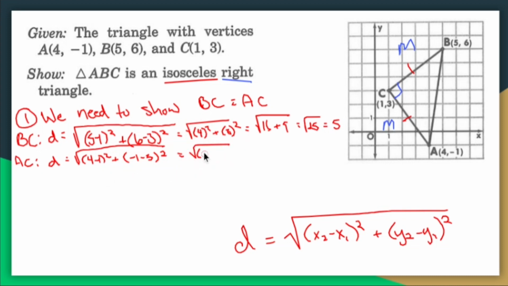That's going to equal 3 squared plus -4 squared. 3 squared is 9. Negative 4 in parentheses squared is 16. Looking familiar? That's going to equal 25 in the square root. And the square root of 25 is 5. Okay?